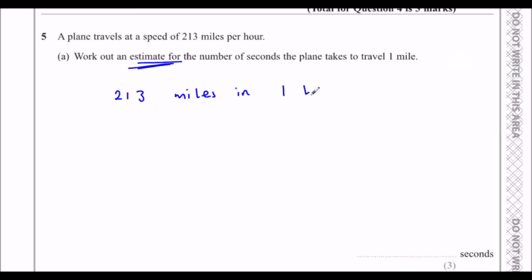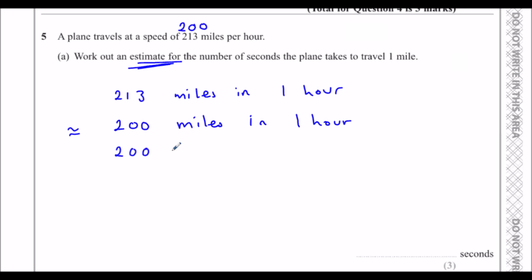in 1 hour. And because we're allowed to make an estimate, we can round 213 to 200, one significant figure, or the nearest hundred. So approximately 200 miles in 1 hour. And we need to know how many seconds, so we're going to change hours into seconds, it takes to travel 1 mile. So how many seconds in an hour?